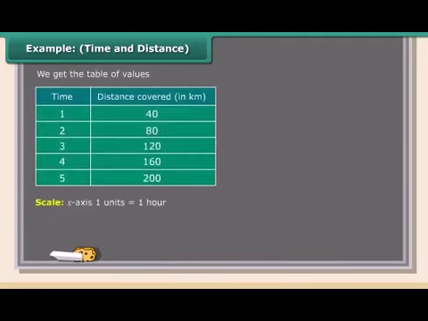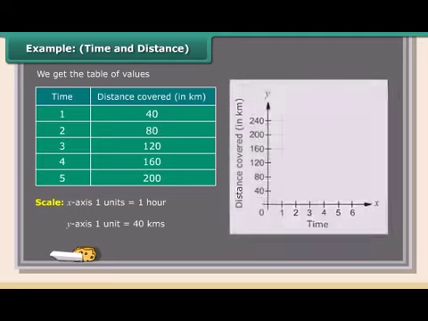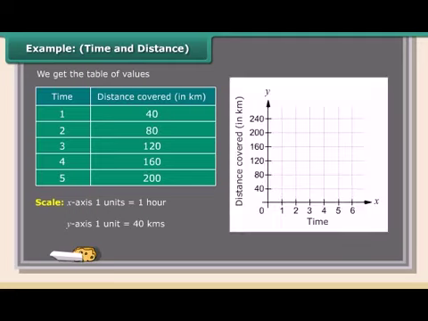Scale: on the x-axis, 1 unit equals 1 hour. On the y-axis, 1 unit equals 40 kilometers. A. Mark time on the horizontal axis. B. Mark distance on the vertical axis. C. Plot the points (1, 40), (2, 80), (3, 120), (4, 160), (5, 200). D. Join the points. We get a linear graph.